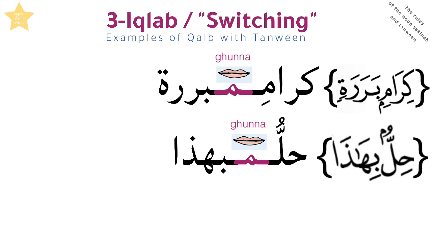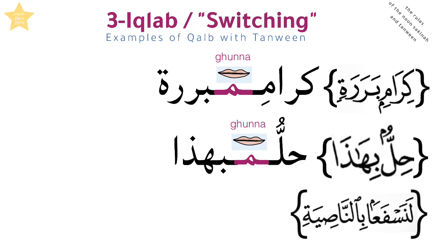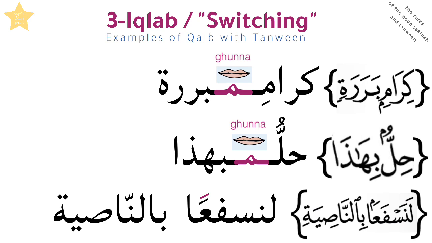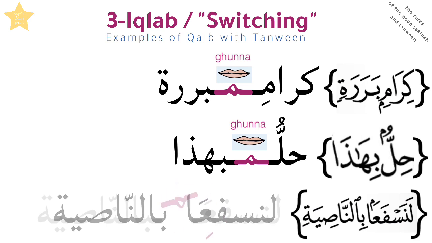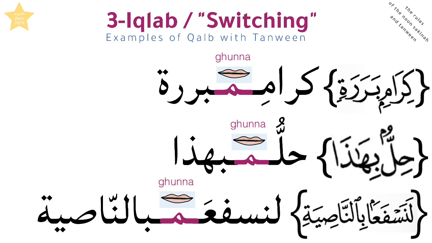Another example, لنسفعا بالناصية. Here we have tanween fath followed by the letter Ba. We switch the tanween for a hidden Mim with Gunna at the Ba.